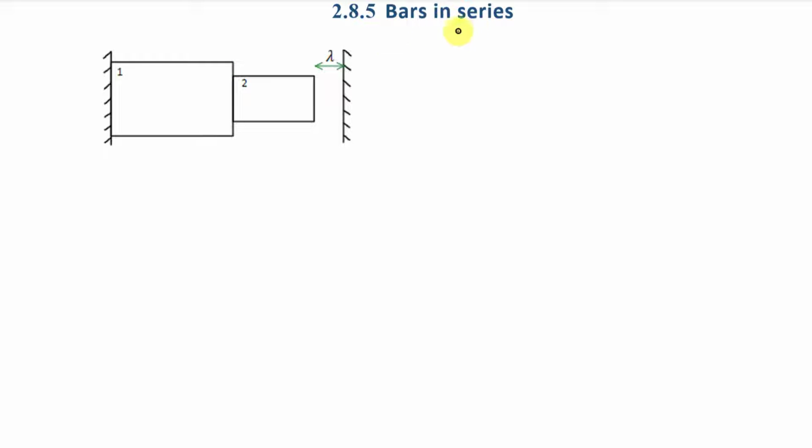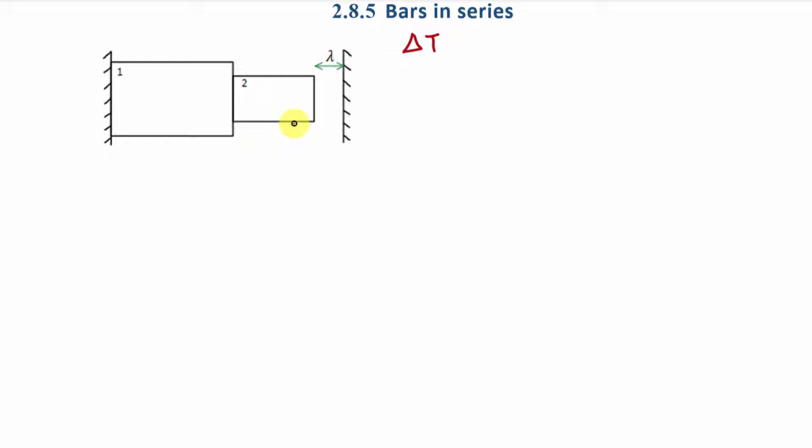Here bars are in series. You can see bar 1 and bar 2 are connected in series. And here we fixed the left hand side of bar 1, and at the right hand side we have given a small gap of distance lambda, and here there is a restriction at a distance of lambda from this surface. Fine. Let's say here we increase the temperature of both these bars by delta T, and due to this increase in temperature, what is the value of thermal stress and thermal strain in these bodies?